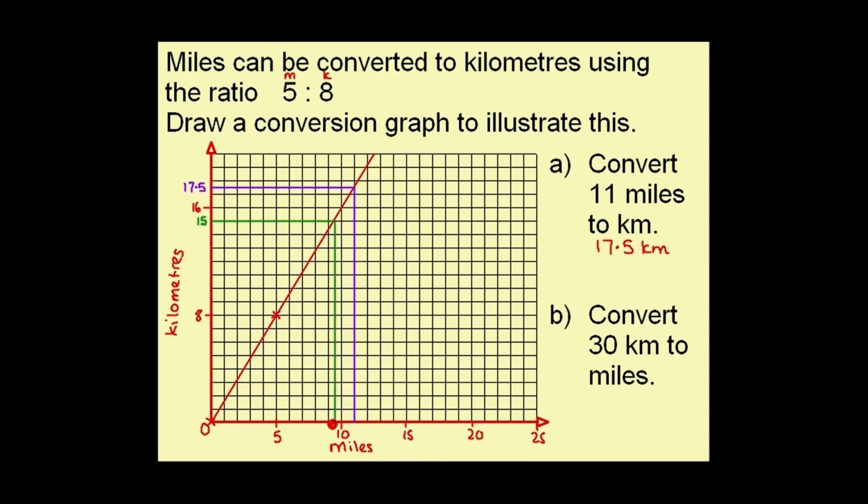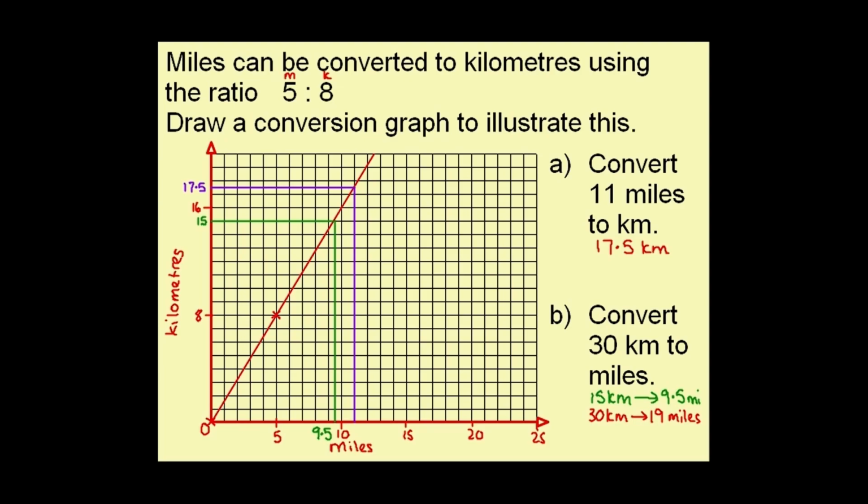Now I need to read off how many miles this is. It's between 9 and 10 and it's in the middle, so it must be 9.5. So I know that 15 kilometres is 9.5 miles. But I want 30 kilometres, so I'm going to double this. And double this, which is 19. So 30 kilometres is 19 miles. So this is my answer.